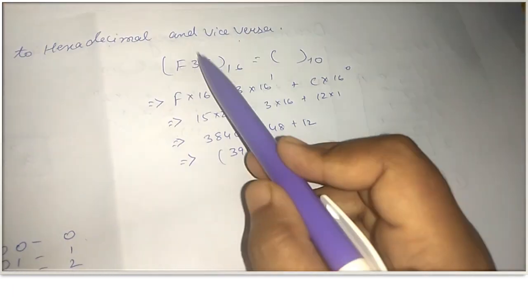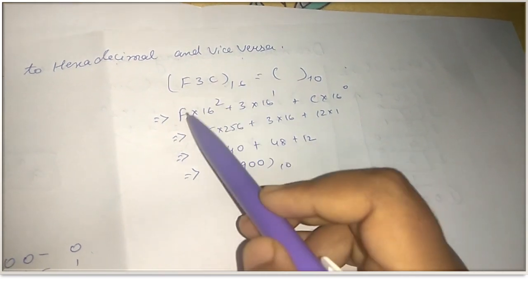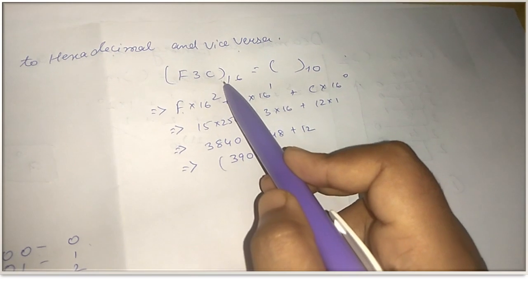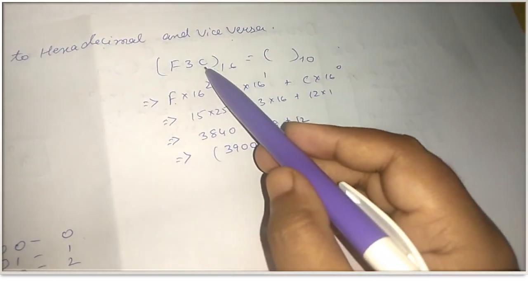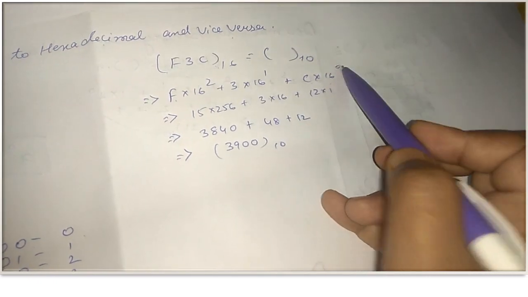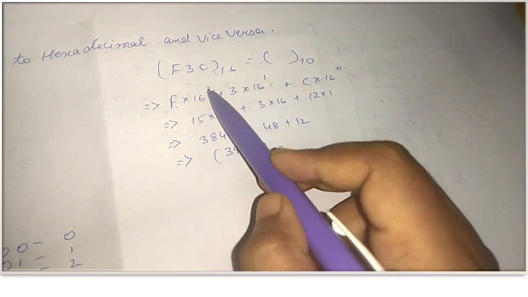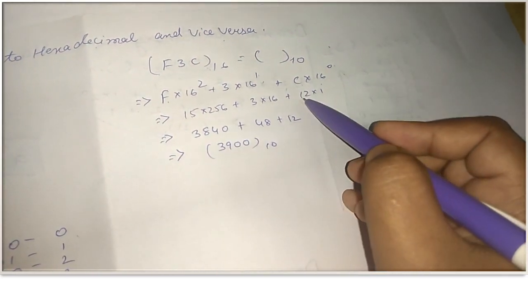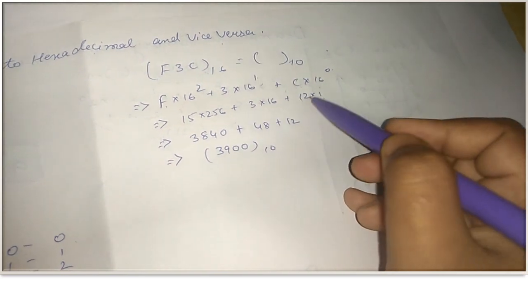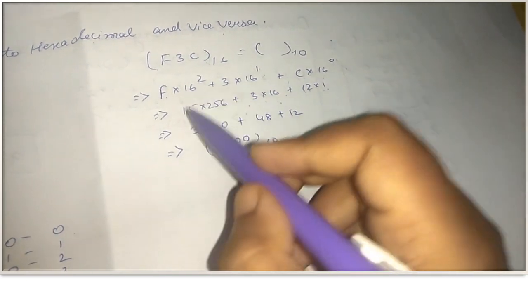Next, vice versa, hexadecimal to decimal. How can we convert? So the question is F3C. F is denoted as what? 15, 3 is 3 only, and C is what? 12. So from the right side you have to write. Okay, so C into 16 raised to 0 plus 3 into 16 raised to 1 plus F into 16 raised to 2. C is denoted as 12. So 12 into 16 raised to 0, which is 1. Anything raised to 0 is 1. So 12 into 1 plus 3 into 16 raised to 1, which is 16, plus 15.